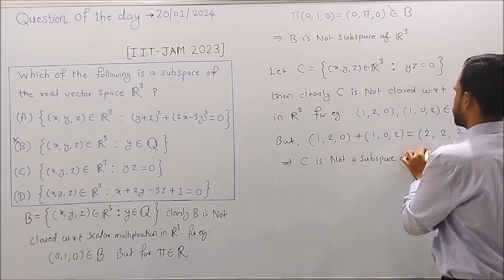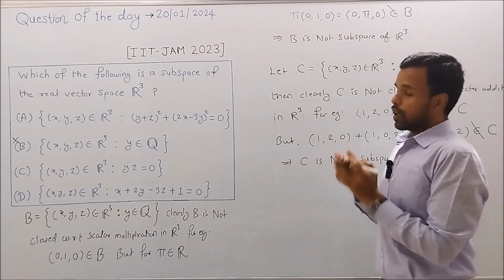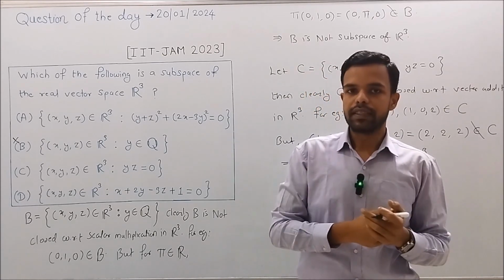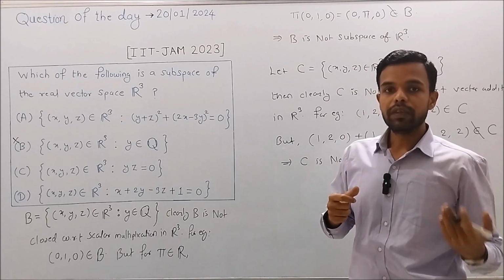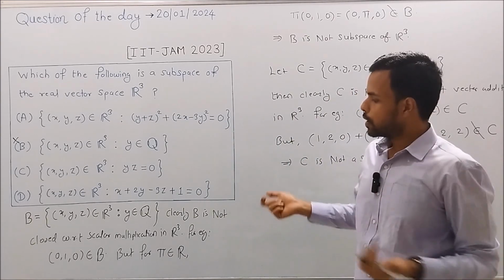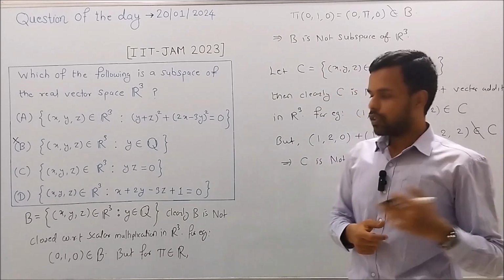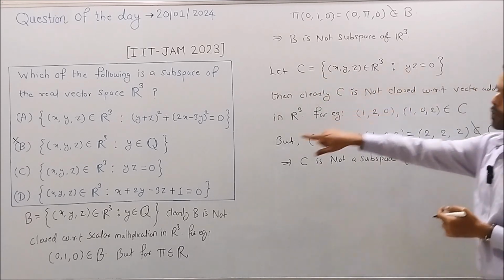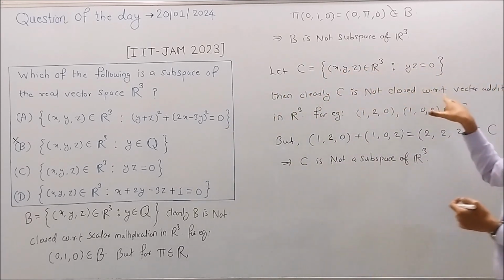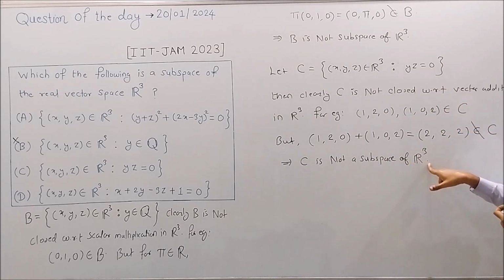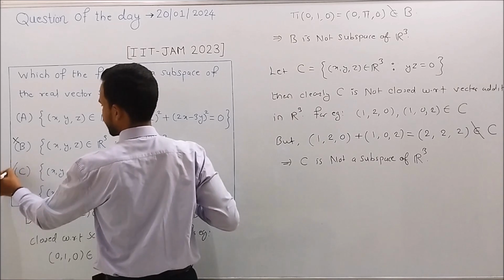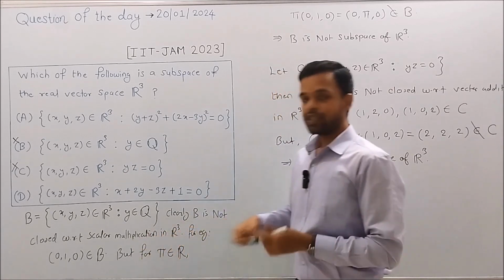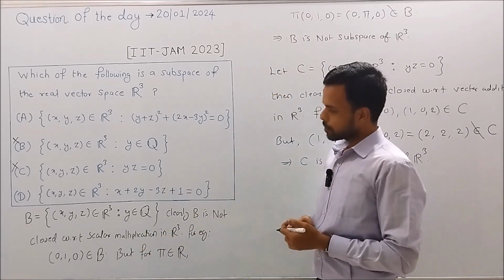of R3, because we know that a subspace is itself a vector space under the same binary operations as those of the vector space. So a subspace must be closed with respect to vector addition. A subspace must be closed with respect to scalar multiplication as well. So here in option C, we see that the set in option C is not closed with respect to vector addition. So it is not a subspace of R3. So option C is also discarded. And in B, we have seen that the set in option B is not closed with respect to scalar multiplication in R3. So option B is discarded.